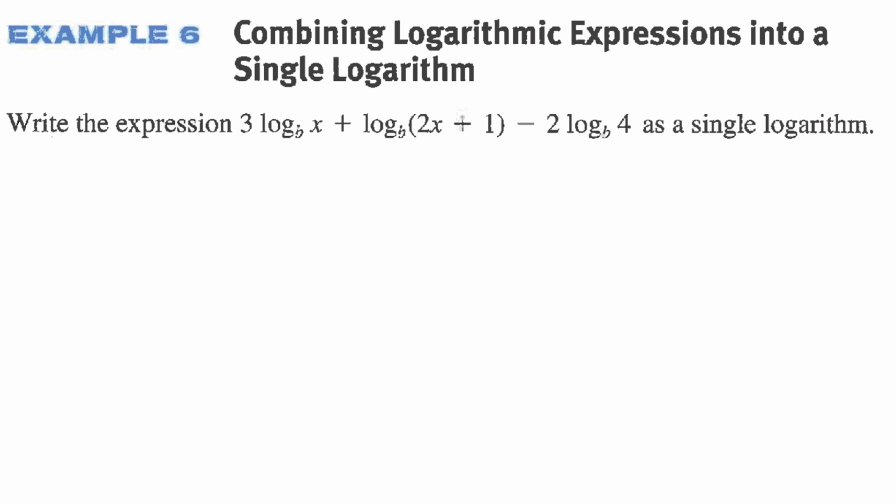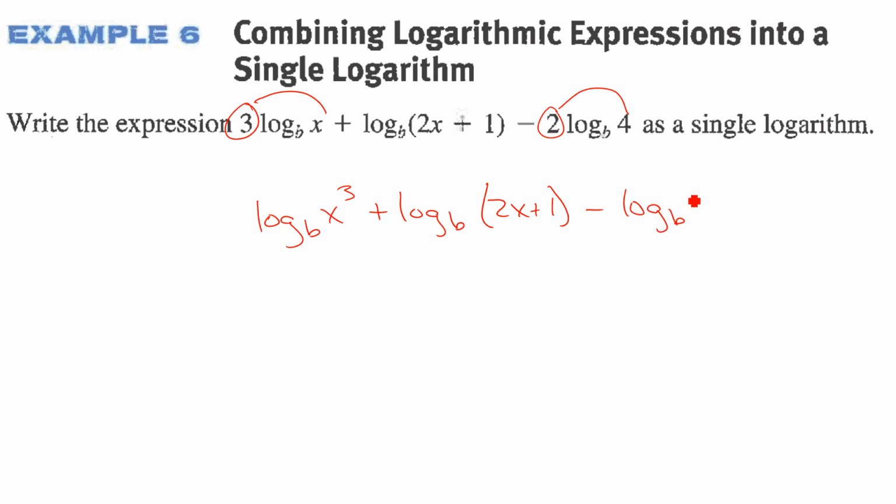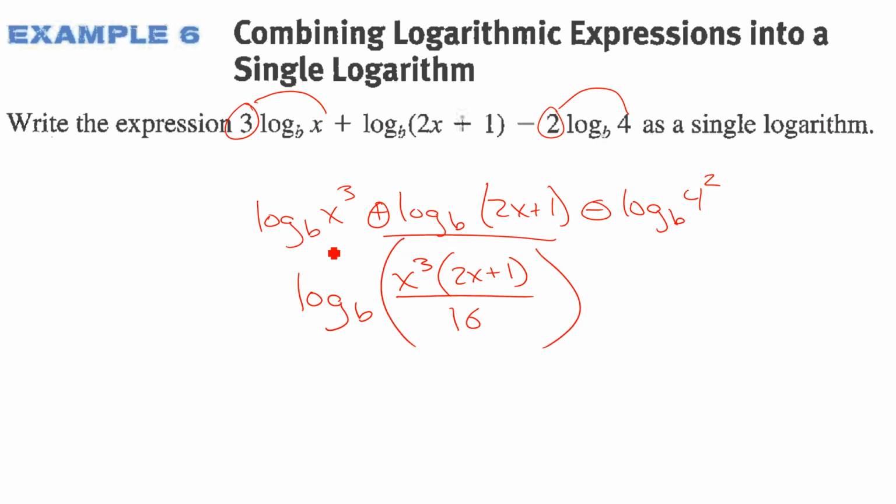Okay, let's put this all together when we have multiple logarithmic expressions. So first thing, of course, we've got to put the 3 up top and the 2 up top. So we're going to have log base b of x cubed plus log base b of 2x plus 1 minus log base b of 4 squared, which will turn into 16. And so we're just going to go left to right. So we're going to have log base b of x cubed times 2x plus 1, times because of the plus symbol, and then divide because it's a minus, all over 16. Those will all be part of your logarithm.